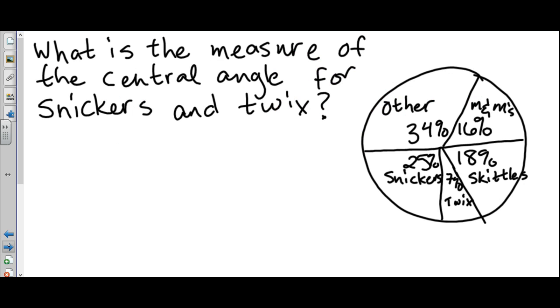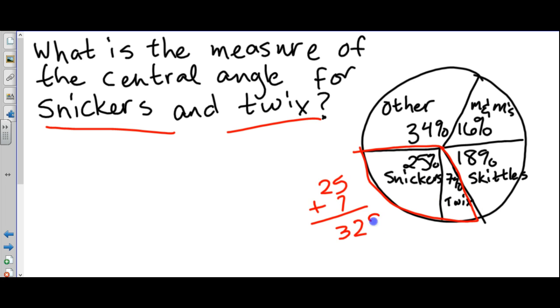Another way that we can find our central angles or our arcs that go with those central angles is they can just give us a percentage of the circle. So they want Snickers and Twix. That would be this piece of the circle right here. So together that is 32% of the circle. 25 plus 7 will give us 32% of the circle.